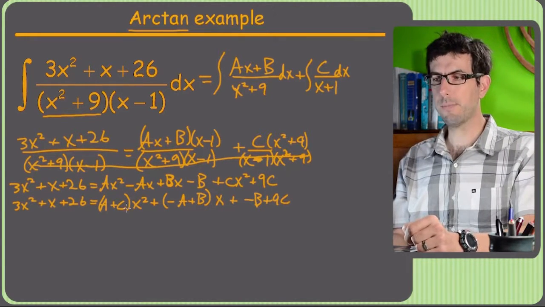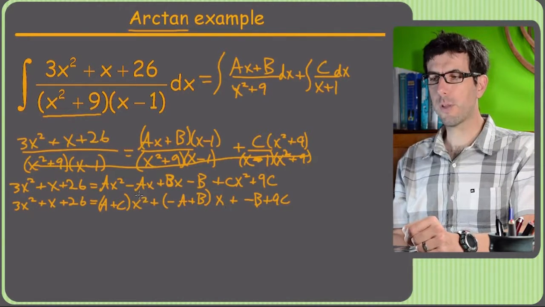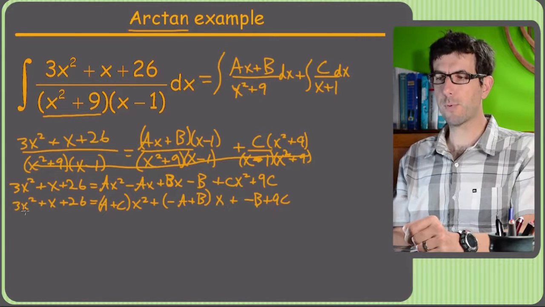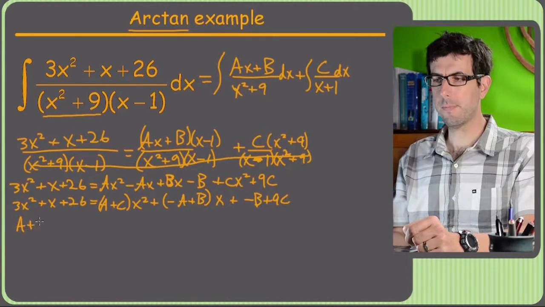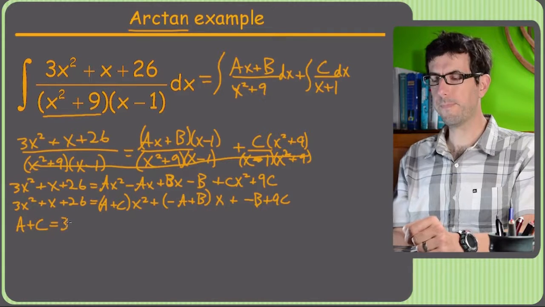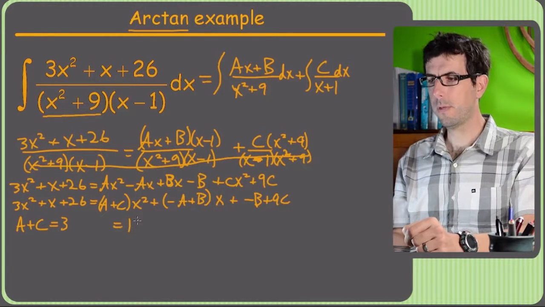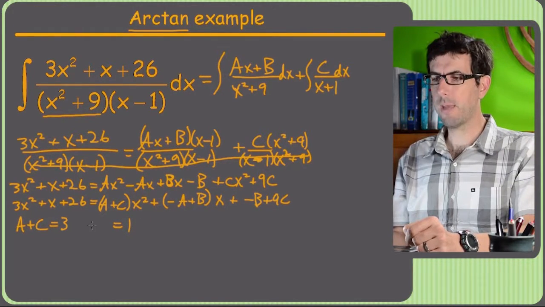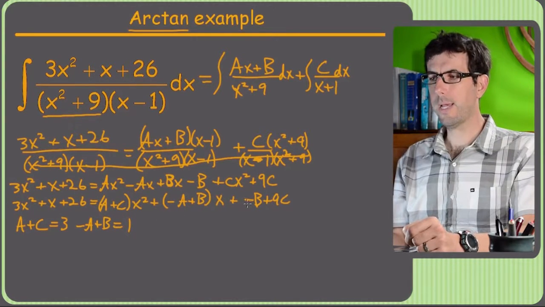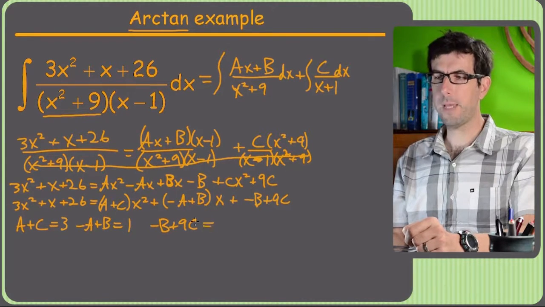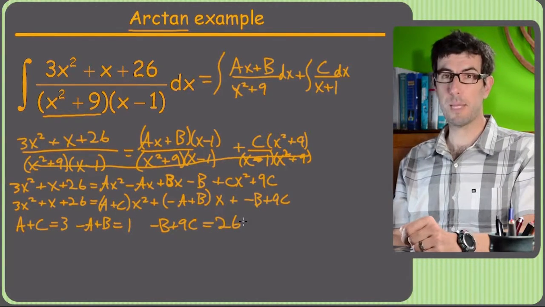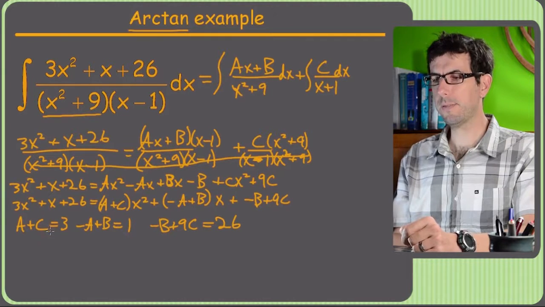Alright, so here's where our logic comes in. A plus c x squared on the right, which means that we must have 3x squareds on both sides. So a plus c has to equal 3. For our x term, we've got 1 on the left. And then on the right, we've got negative a plus b. And then our last one is that negative b plus 9c has to equal 26. Wow, that's a big number. Kind of weird, but let's see what happens.